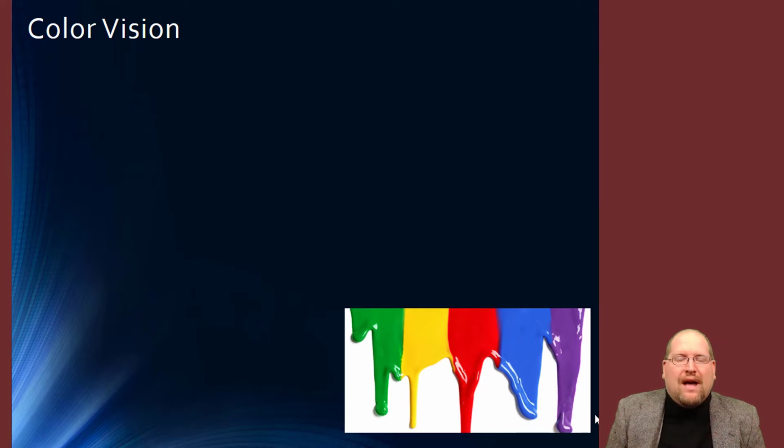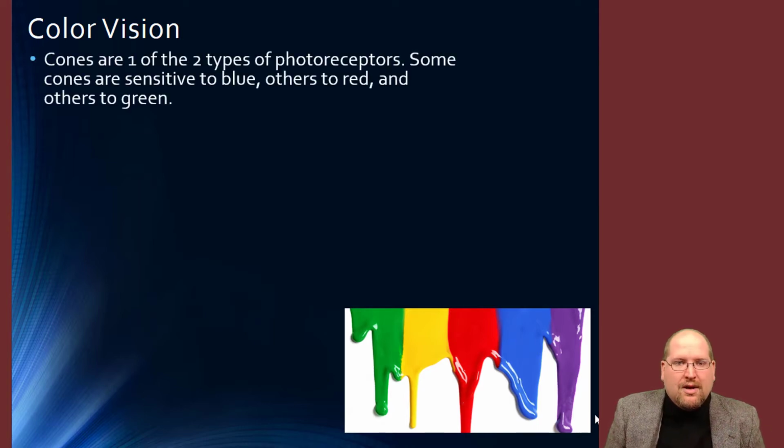So, how does this all work with our color vision? As we talked about, cones are one of the two types of photoreceptors. Again, there's cones and there's rods. The cones are the ones responsible for colors. There are different cones for different colors. Even though you have multiple cones, one cone is responsible for one color, another cone is responsible for another color. So there are three types of colors that these cones can see individually: blue, red, and green.